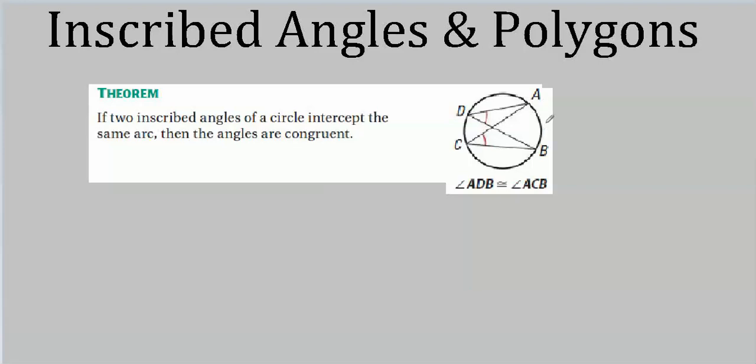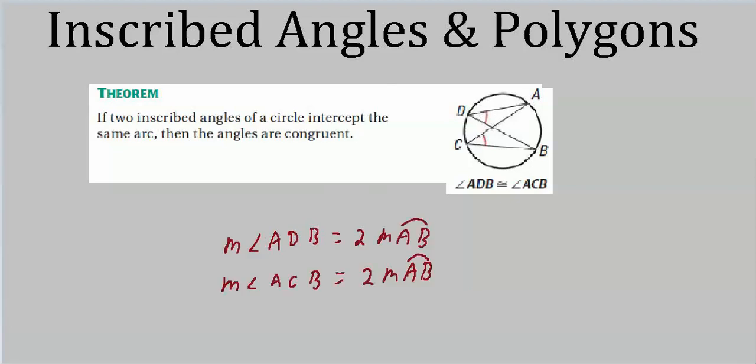And they're saying that this angle is congruent to this angle. And that's really pretty easy. From our previous theorem, we have that ADB, that is the measure of, well, shoot. I went ahead and wrote it out. You could probably do this in your head.